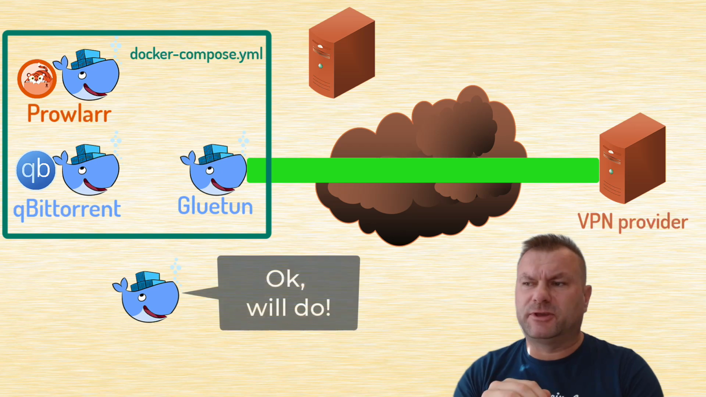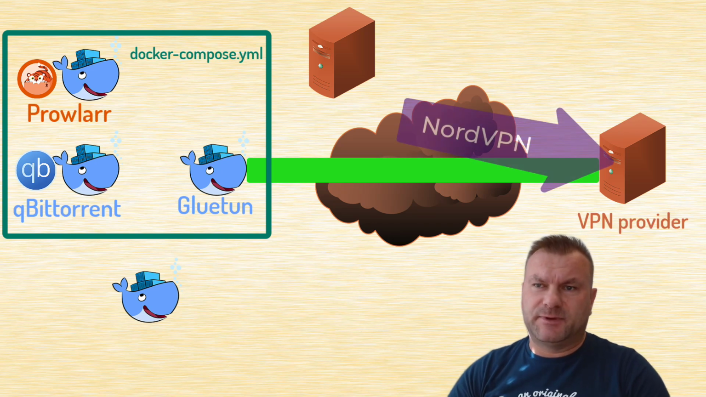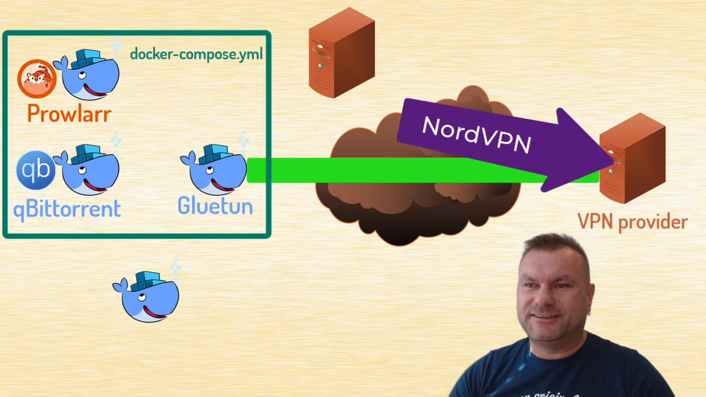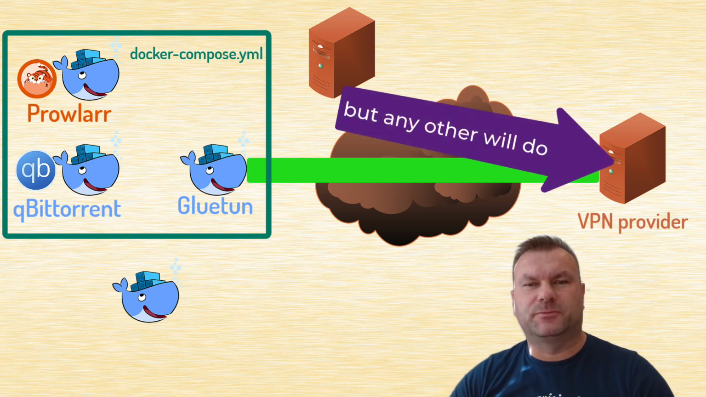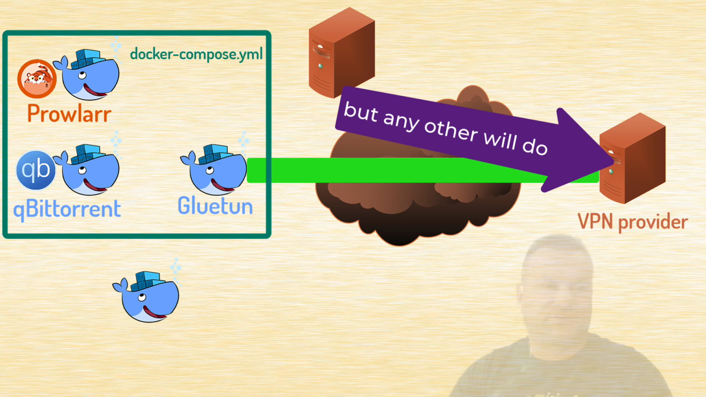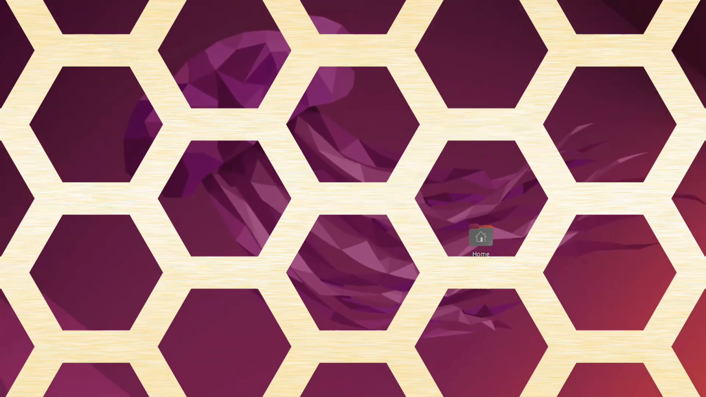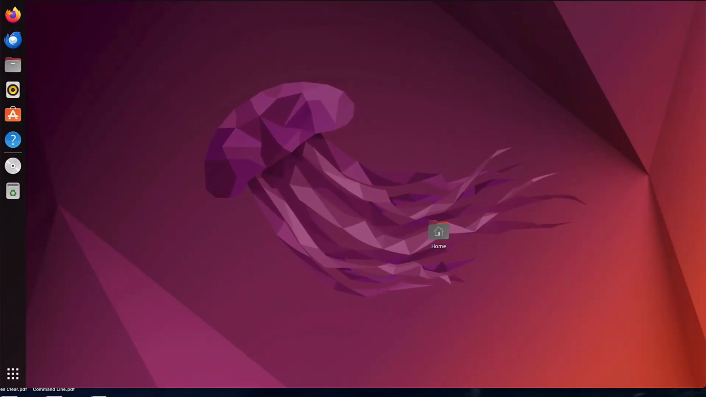So let's start from the beginning. I will use NordVPN as my provider, and well, this video is not sponsored by them, this is simply what I use, but the solution presented will work with most popular VPN providers, not only NordVPN, but Surfshark or whatever you have there, okay? And this is my Ubuntu server. I tend to use Ubuntu, but any Linux will do.